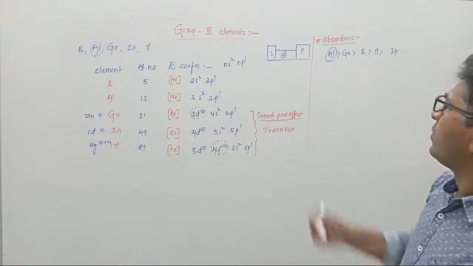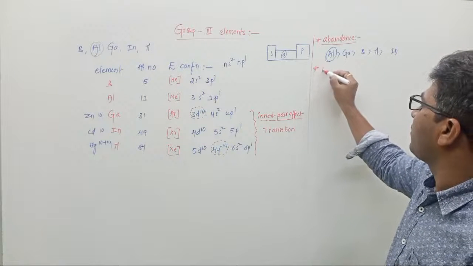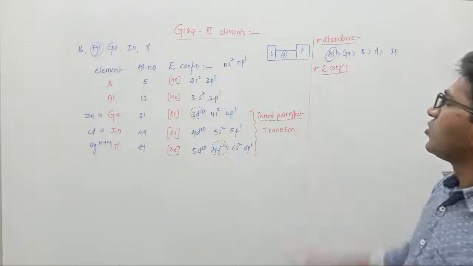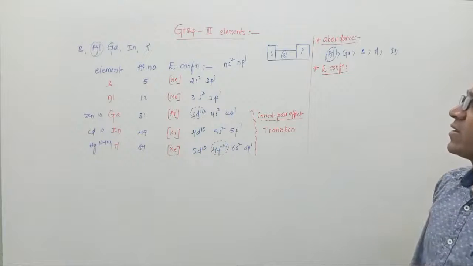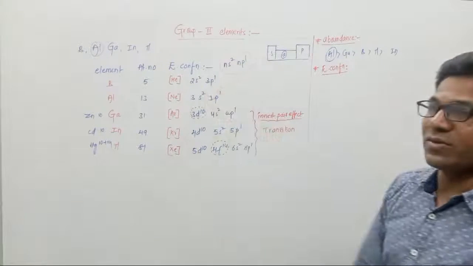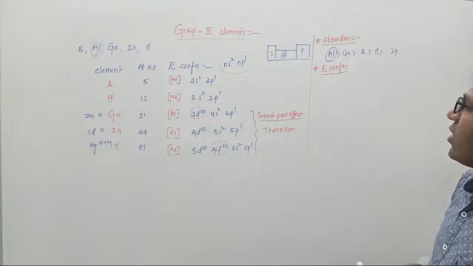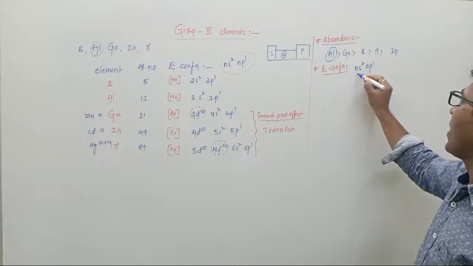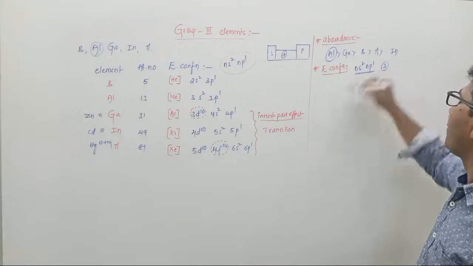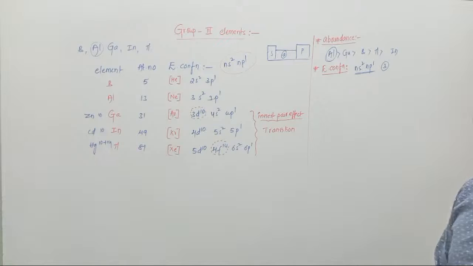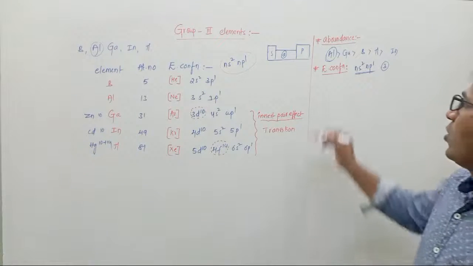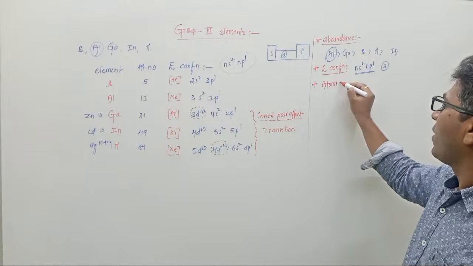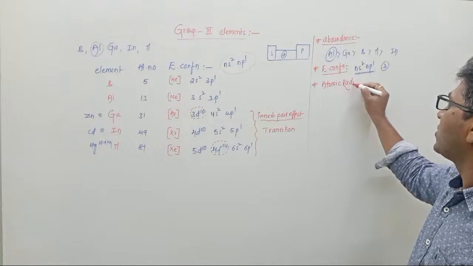Next, go to general electronic configuration. Third group elements. So, number of valence electrons is equal to how many? 3 valence electrons. Now, general electronic configuration ns2 np1. So, number of valence electrons is equal to 3. Go to next property. Atomic radius.